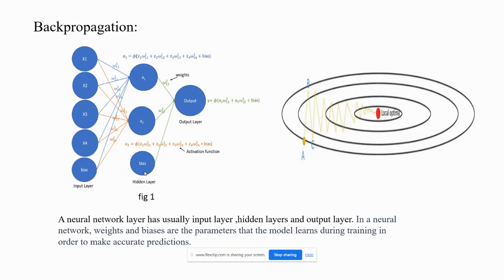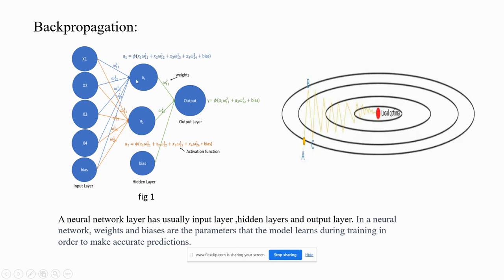In the figure shown, figure 1, this is a simple neural network with an input layer, one hidden layer and one output layer. Input is given to the input layer. It gets propagated through the hidden layer and then goes to the output layer, and we get the final output.